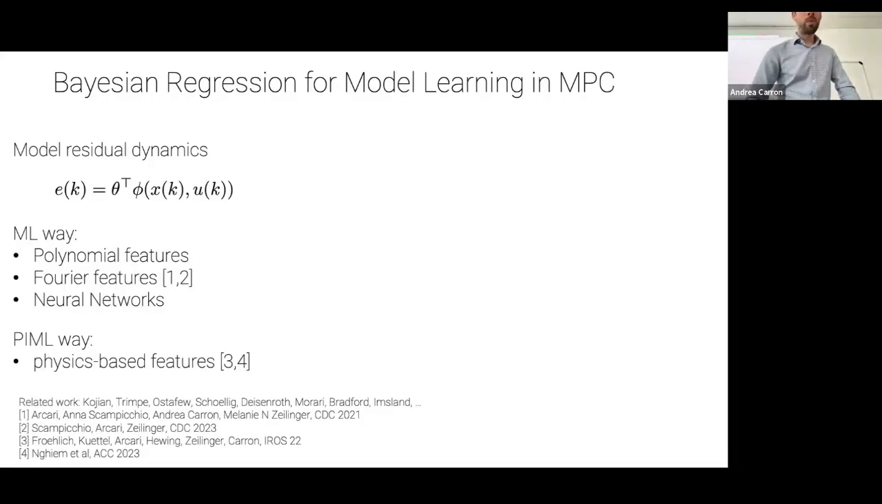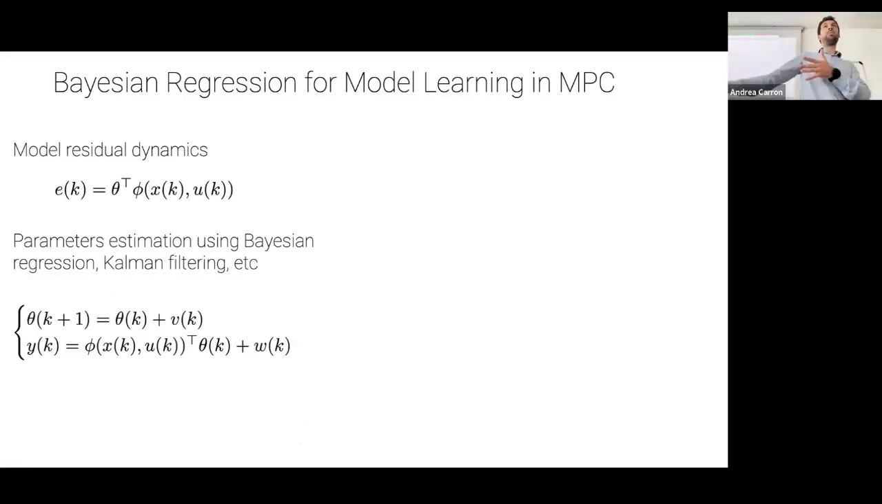And now, given the fact that we know the basis functions at this point, or we were able to compute them, we can perform the parameter estimation, for example, using Bayesian linear regression. I mean, these parameters theta are linear.